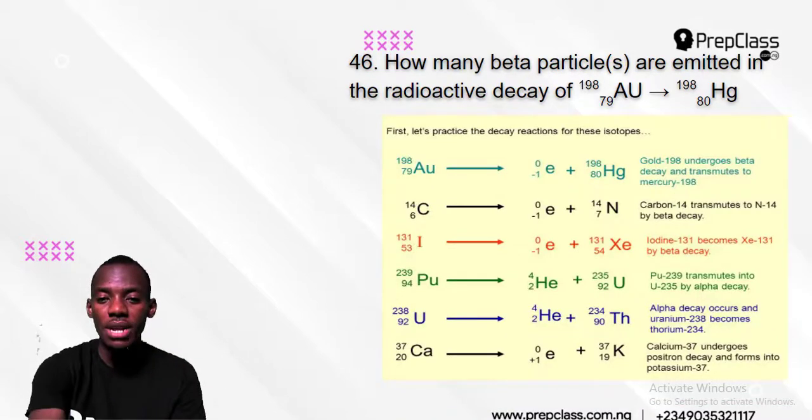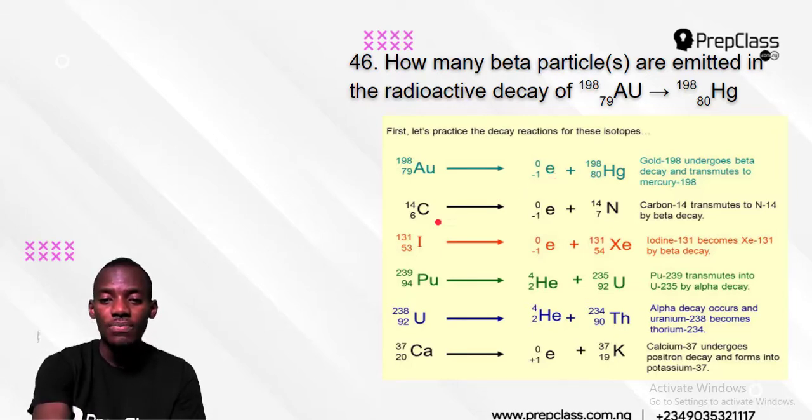Now look at this picture for a minute. Here we have gold producing what? Mercury, right? The gap is not in their mass number. The difference is rather in their atomic number, and it released one electron, which is a beta particle. So it released an electron in between. So one electron was lost.